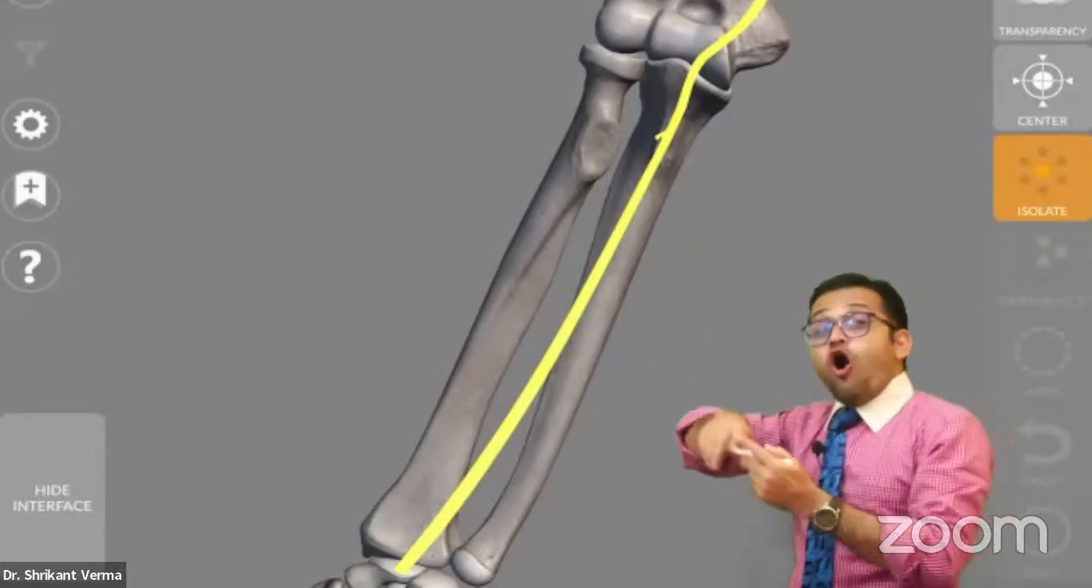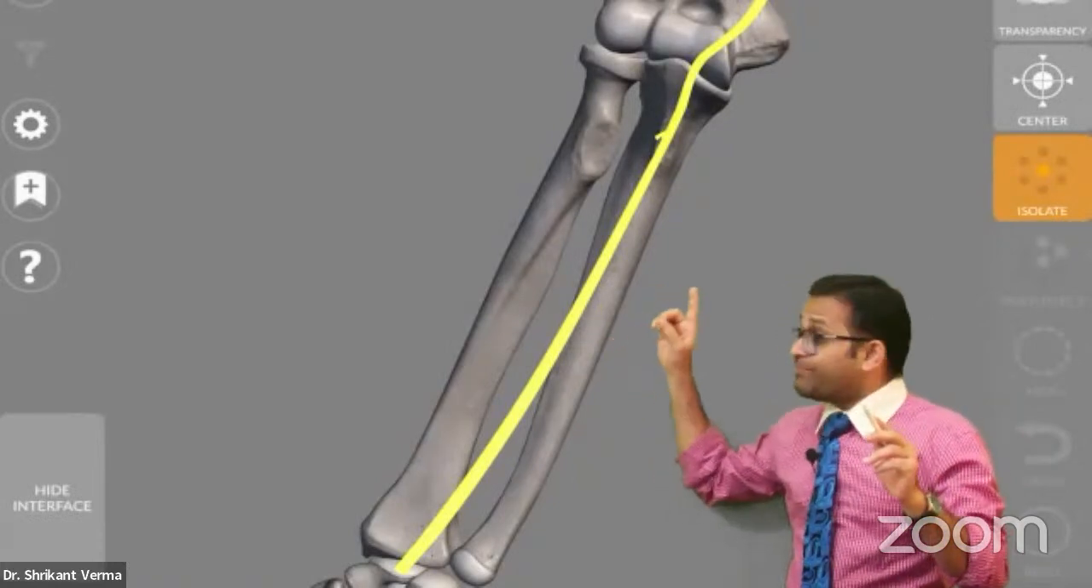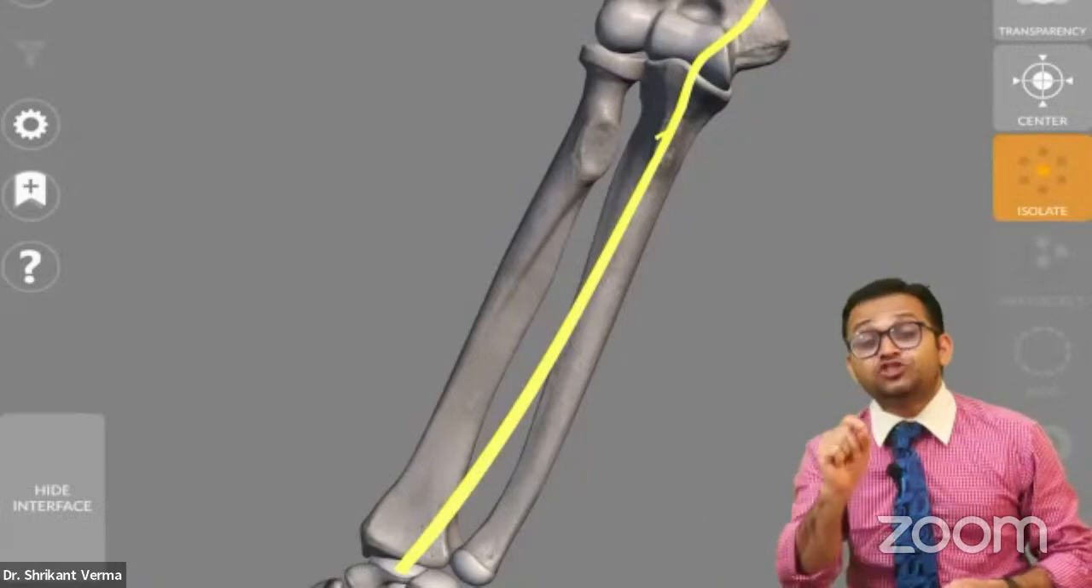Yes, remember all the muscles of the anterior compartment of the forearm, these are supplied by the median nerve except flexor carpi ulnaris and flexor digitorum profundus.